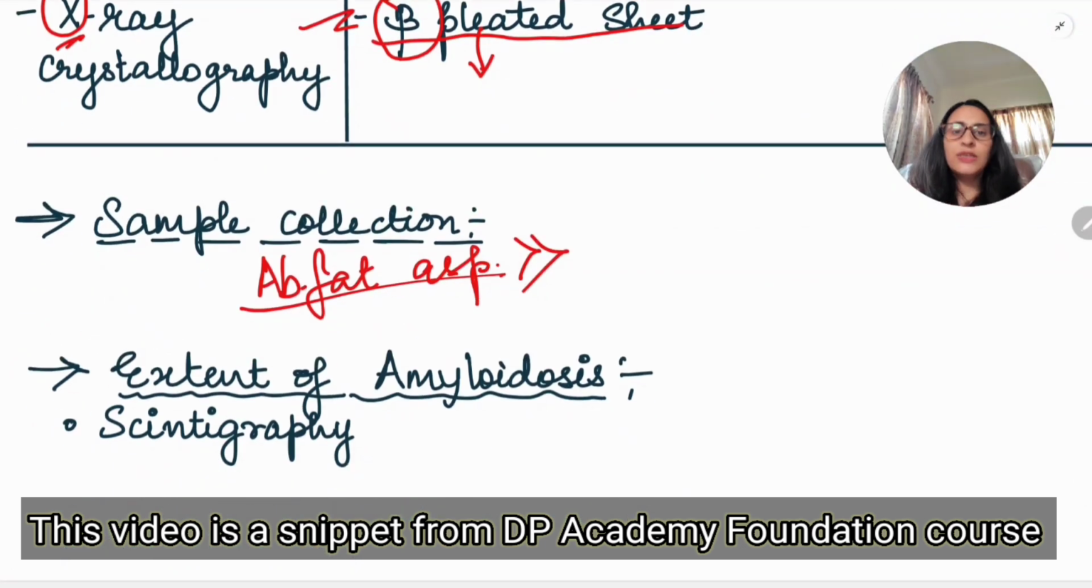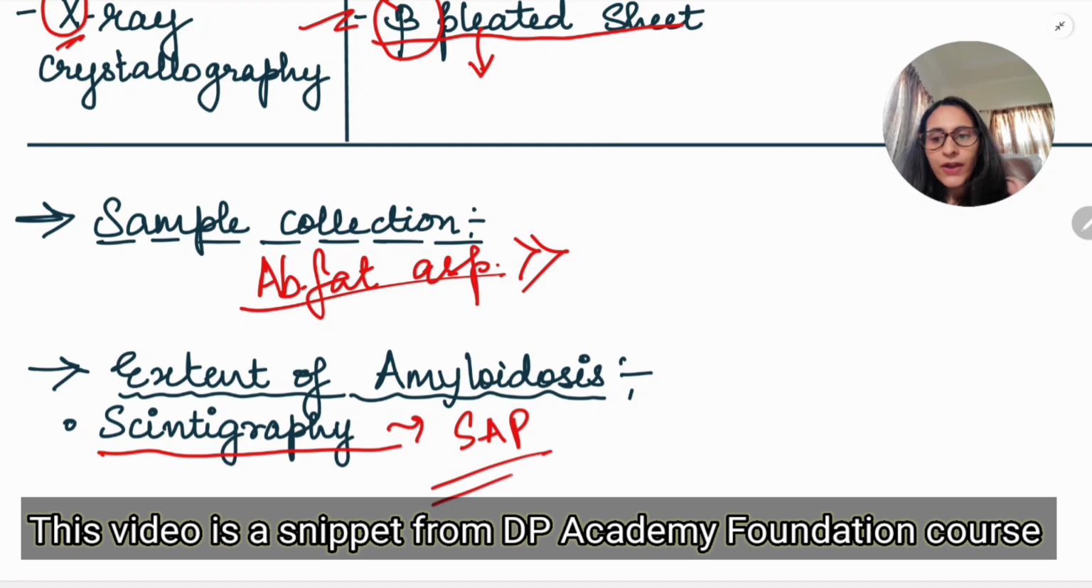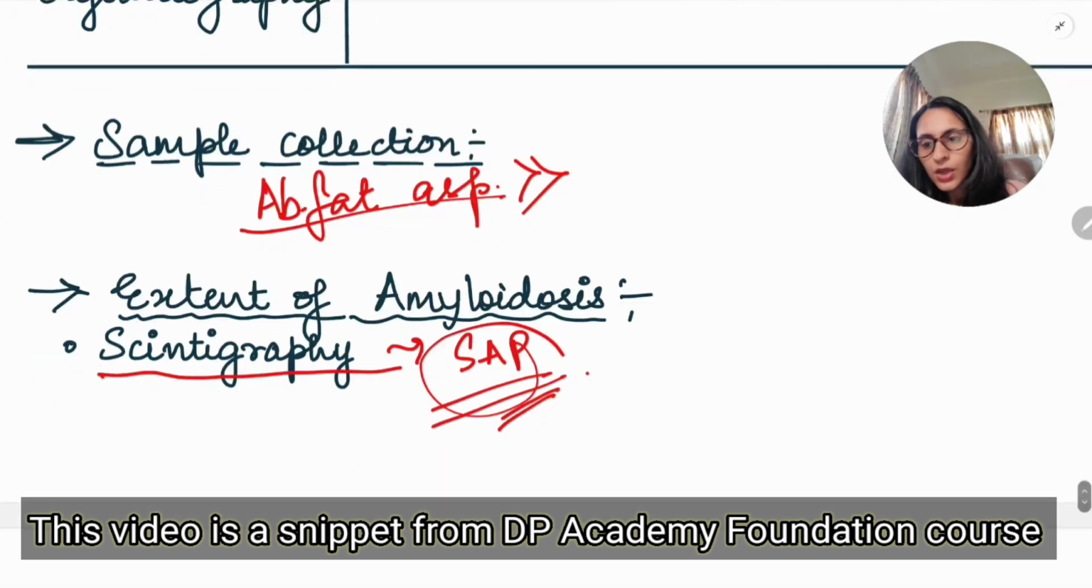How much of the body is affected? What is the extent of amyloidosis? That we see in scintigraphy. In scintigraphy, it measures SAP. Almost 5% of the amyloid is made up of SAP, and it measures the SAP. So how much of the body is affected, that we see with the help of scintigraphy.